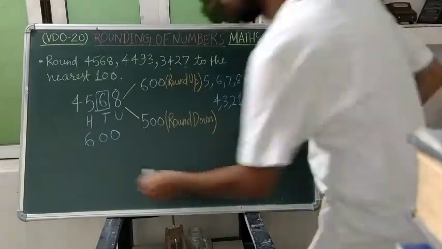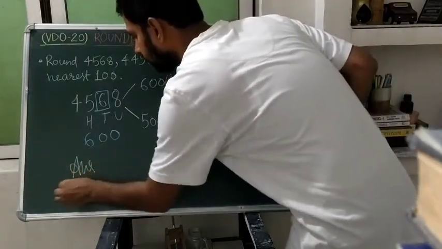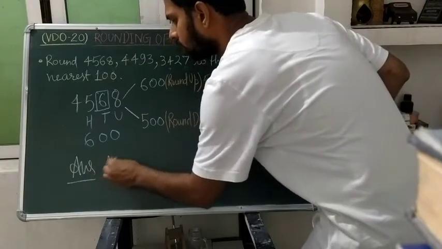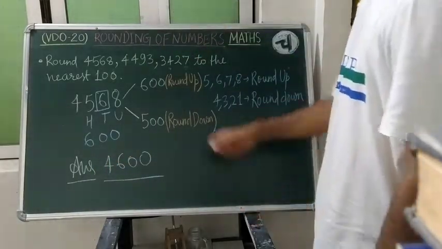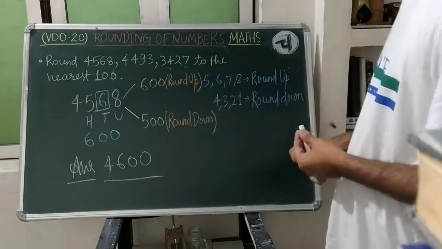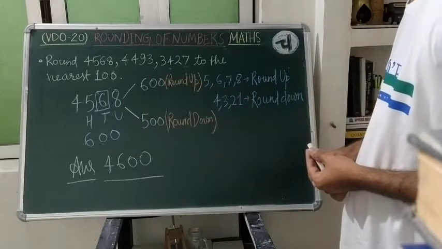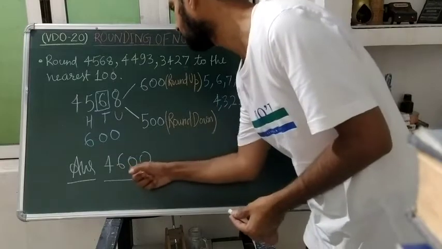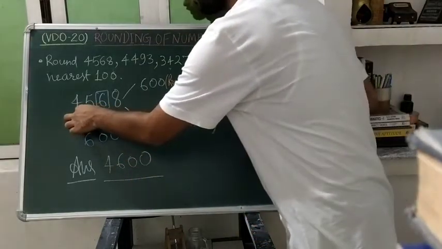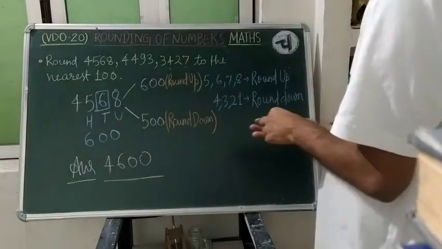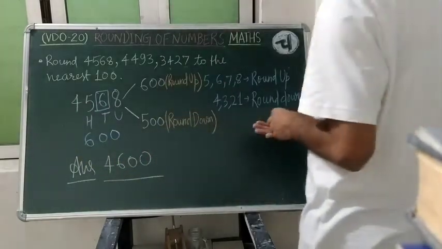and our answer will become 4600. Please note in your mind that 600 you will not give as your answer. That 4600 will be your answer. 4, after that you will start from here.